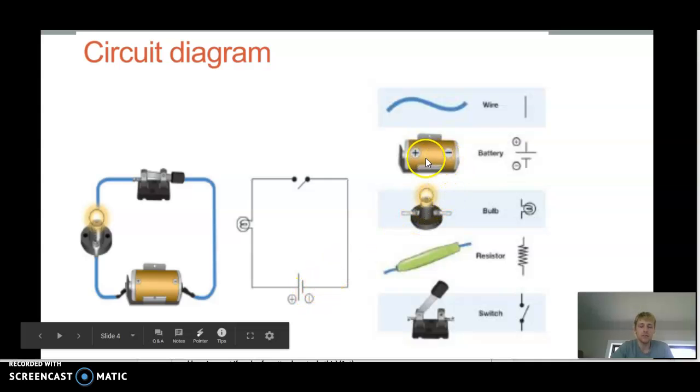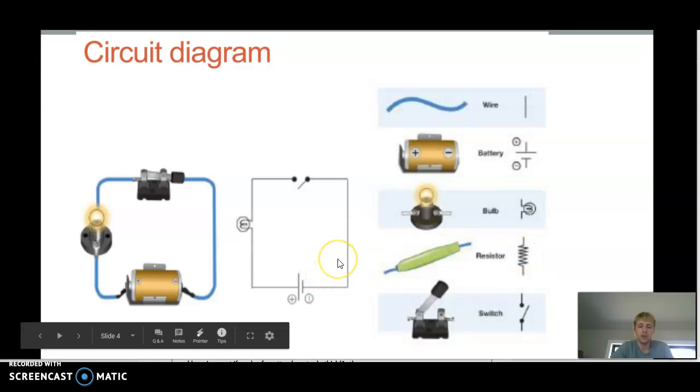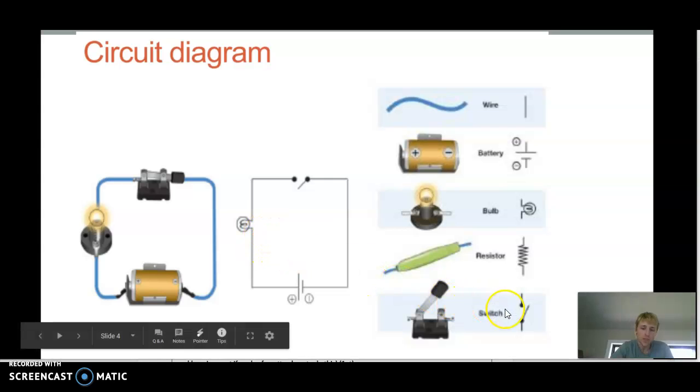So a battery will be represented by a long line and a short line. The long line is the positive side, the short line is the negative. Wire is just a line, the bulb can be this or some other squiggly thing. Resistor is any component that resists. So sometimes you might picture a bulb as a resistor, or a speaker as a resistor, or any other thing you can think of that uses electricity as a resistor. And a switch will be pictured just like so.